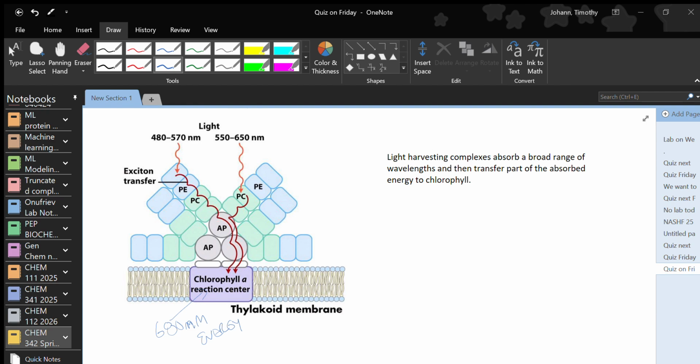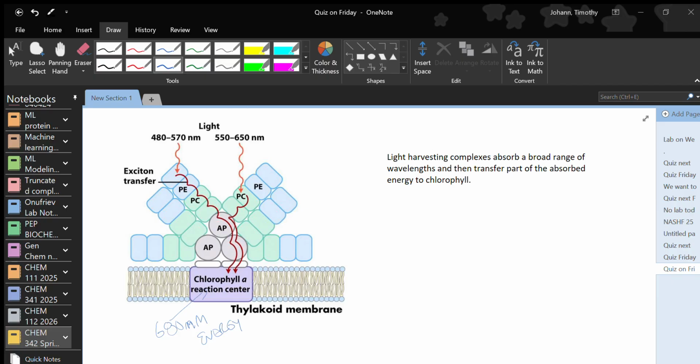What is higher in energy? 480 nanometer light or 680 nanometer light? 680 is not higher in energy. This is lower in energy. This is red, this is blue. Higher wavelength means lower energy. The longer the wavelength, the lower the frequency, the lower the energy.